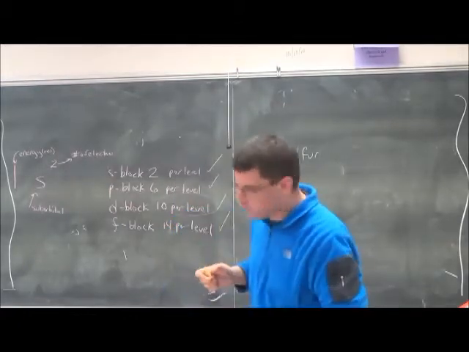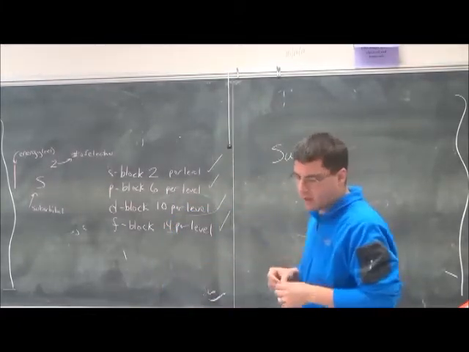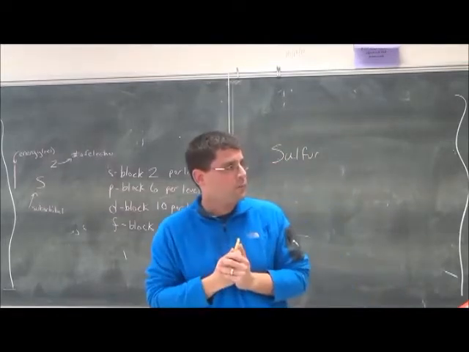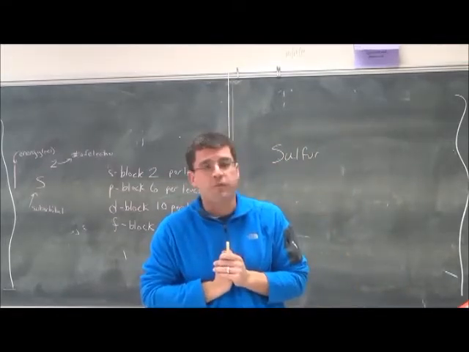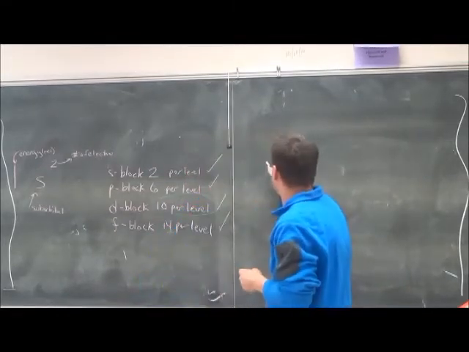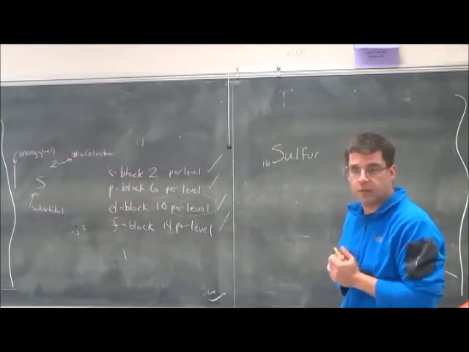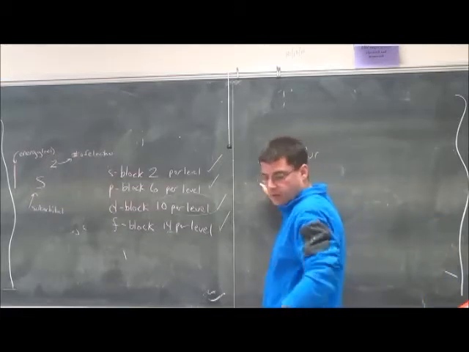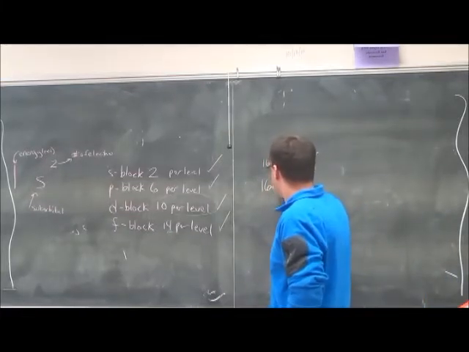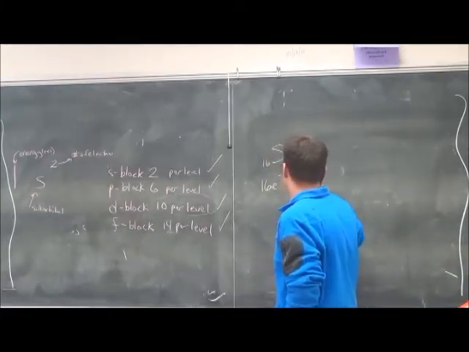So the first thing I want to do with sulfur is this. I want to identify how many electrons sulfur has. So you look at your periodic table. Sulfur's got atomic number of 16. Right? So it's got 16 protons and the atom has 16 electrons. Okay, so the first thing I would do is write down 16 electrons next to sulfur.